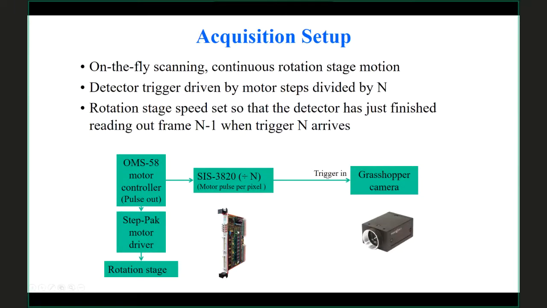For triggering our camera, it's done in a hardware way so that as the rotation stage moves, the stepper motor pulses are divided by N and they trigger the camera. So we don't stop during this tomography measurement. The rotation stage is continuously moving, which is much faster than a start-stop data acquisition, but we know precisely what angle we're at when the camera is triggered because those triggers are coming from the rotation stage hardware.